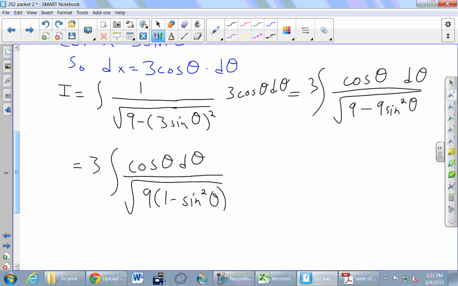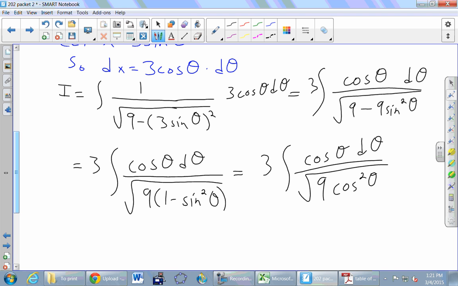And there's the trig identity there. 1 minus sine squared is really equal to cosine squared, right? Right, because sine squared plus cosine squared is 1. So this equals 3 integral cosine theta d theta over square root of 9. And then we said that's really just cosine squared. There's really only two identities that you'll need, and one of them is the one we're just using here: sine squared theta plus cosine squared theta.